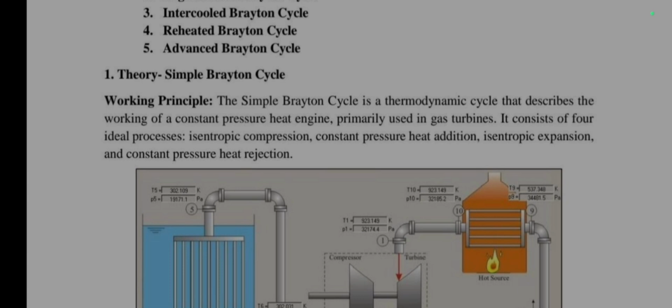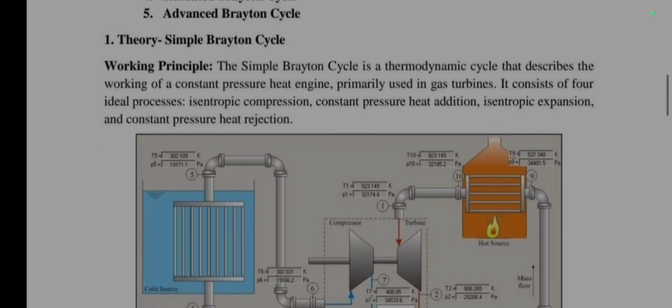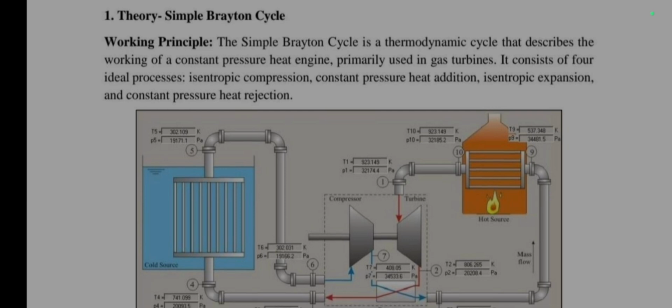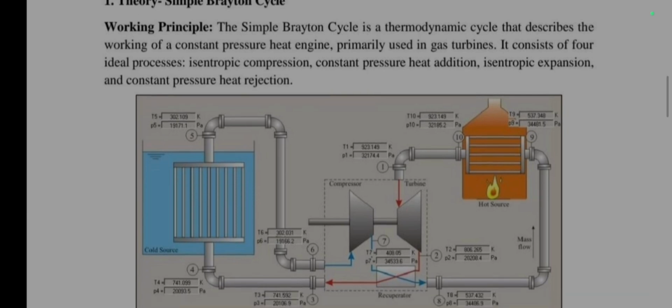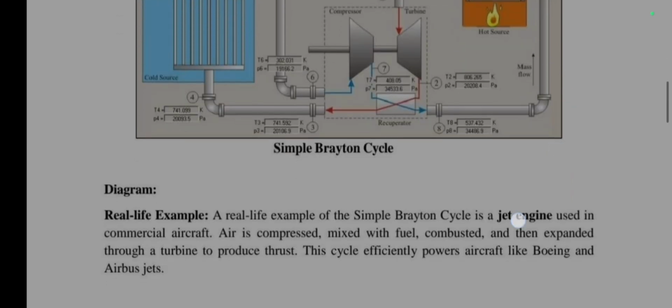Simple Brayton cycle. Working principle of simple Brayton cycle. The simple Brayton cycle is a thermodynamic cycle that describes the working of a constant pressure heat engine primarily used in gas turbines. It consists of four ideal processes: isentropic compression, constant pressure heat addition, isentropic expansion, and constant pressure heat rejection.